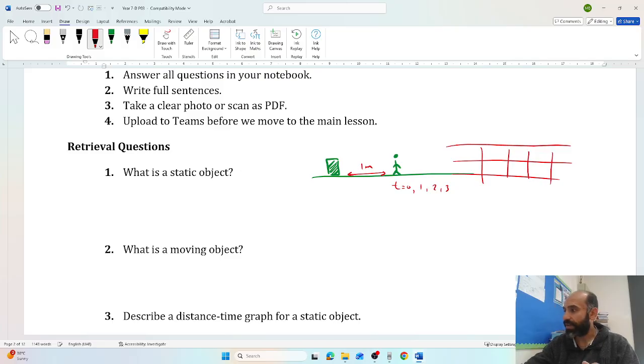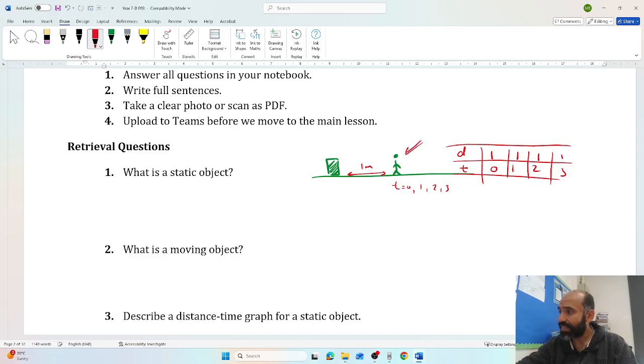So if we organize everything that we have in a table, this is the distance or the displacement between you and this reference and time. As you can see, when time was 0, the initial distance between you and the object was 1 meter. After 1 second, still 1 meter. After 2 seconds, it's still 1 meter. After 3 seconds, still 1 meter.